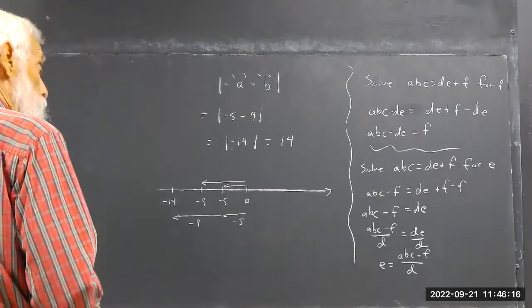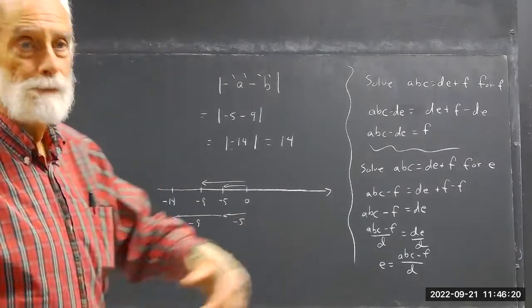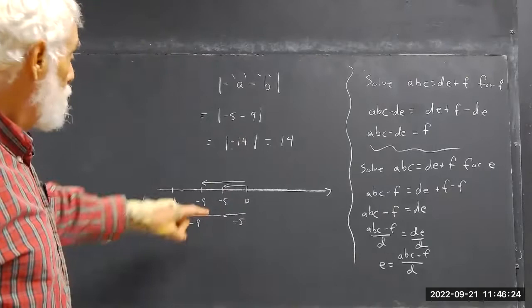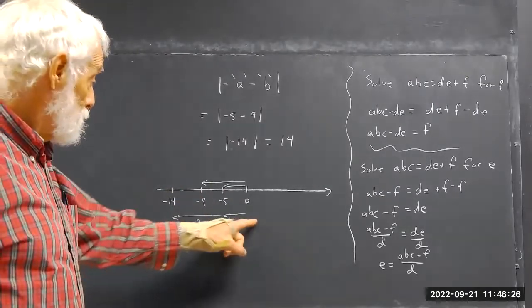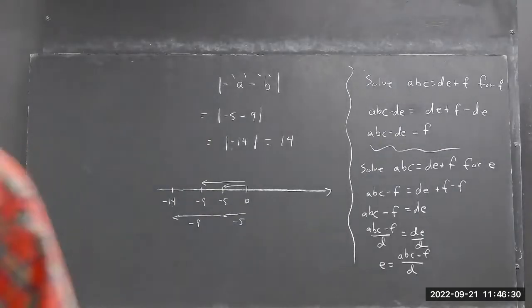And when you put them together, well, that means you start at 0 and you take 5 steps to the left. Then for -9, you take 9 more steps to the left. That's what these arrows indicate, right? Yeah, that's right.